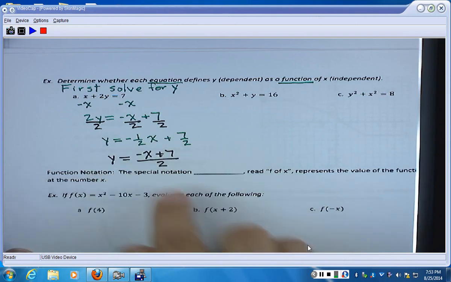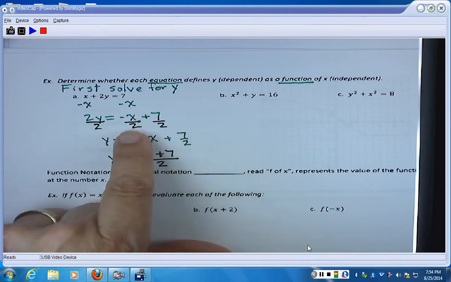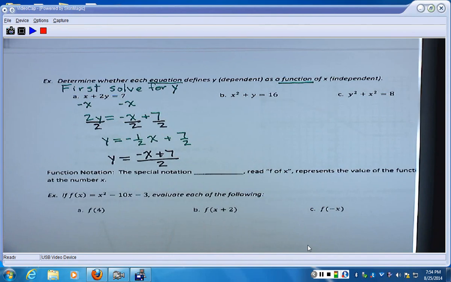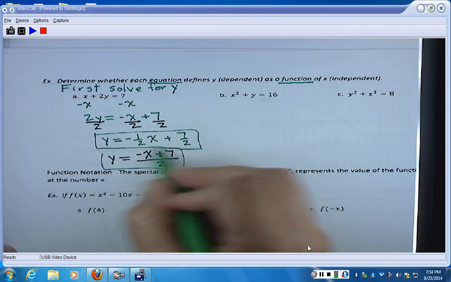This is acceptable too. I like it in slope-intercept form, but you could have divided the whole thing by 2, so you can separate and divide each term by 2, or you can divide the whole side by 2. You see, so that's the same. Those are the same answers. So these are both correct, either this or this.